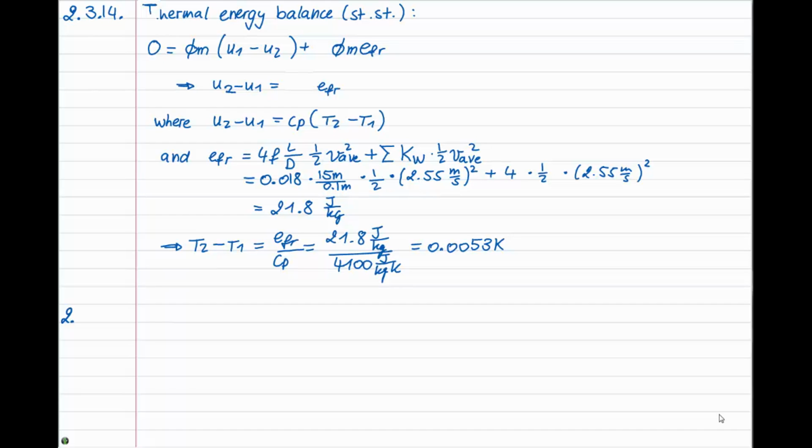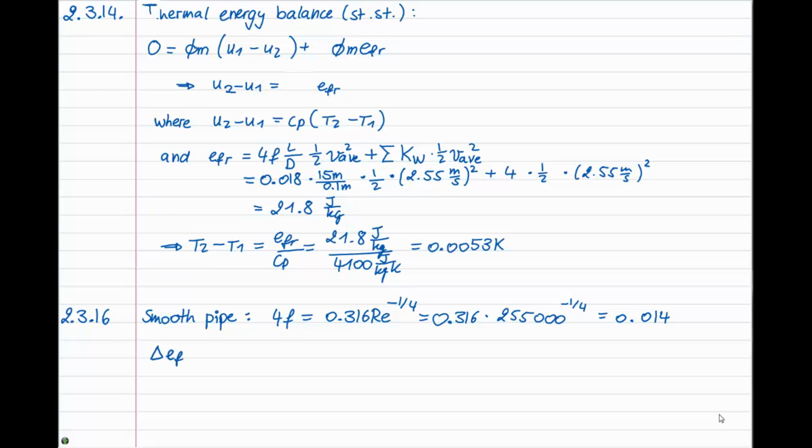In exercise 2.3.16, we are asked how much of the pump capacity can be saved if we use a smooth pipe. What changes here is that for a smooth pipe, we use a different value for F, which for a Reynolds number between 4,000 and 100,000 by definition is 0.316 times the Reynolds number to the power of minus 1/4.